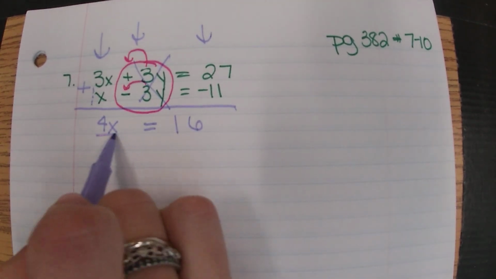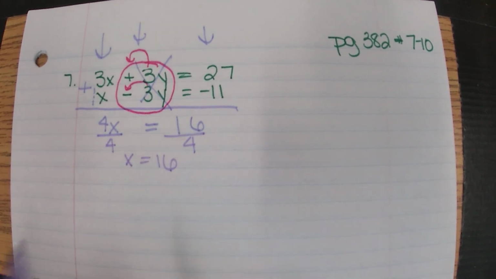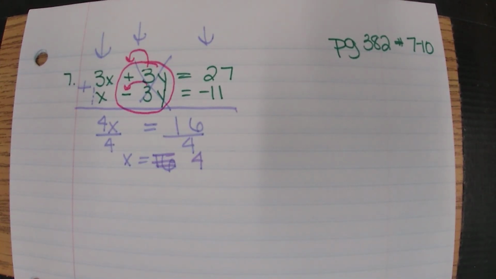This is then something we can solve. So we can undo multiplication with division. And we get x equals 16. Now, we're not finished yet. Or x equals 4. Sorry, guys. I can't apparently write and talk at the same time. X equals 4. We're not finished yet.